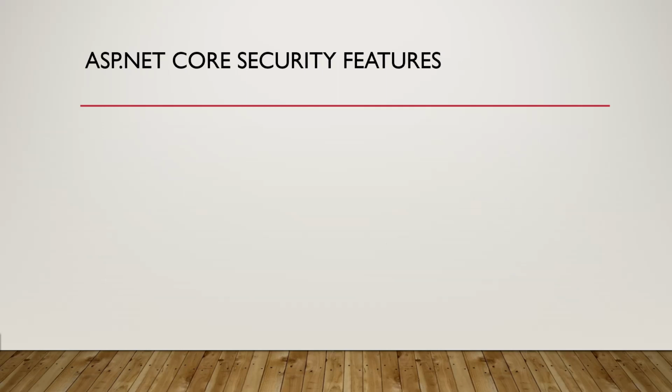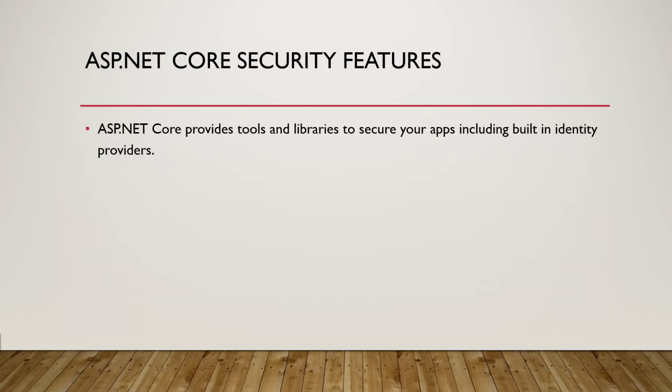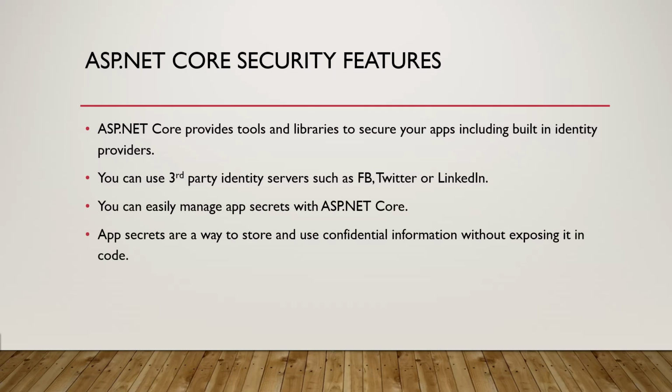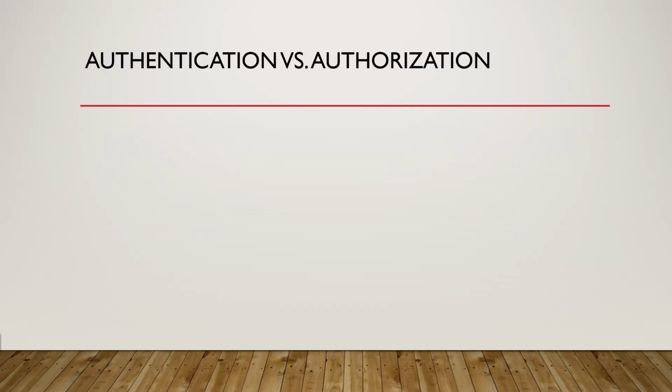And these are some of the ASP.NET Core security features. ASP.NET Core provides tools and libraries to secure your apps, including built-in identity providers. And you can also use third-party identity servers such as Facebook, Twitter, or LinkedIn. You can easily manage app secrets with ASP.NET Core. App secrets are a way to store and use confidential information without exposing it in the code.